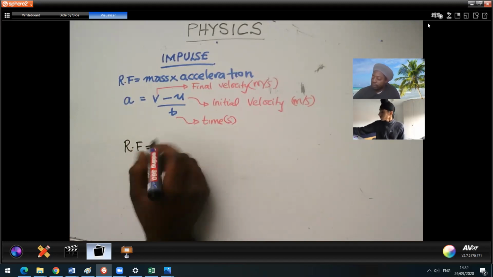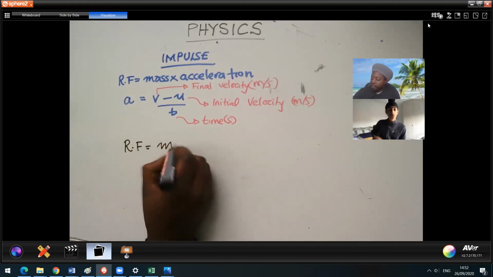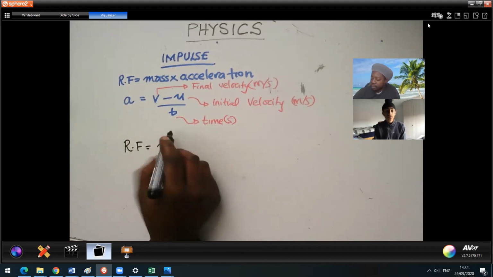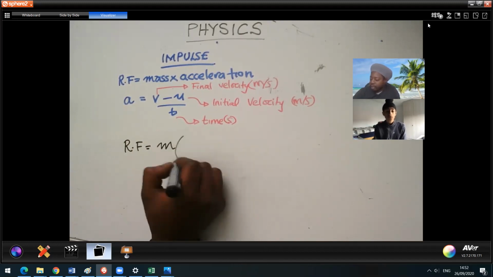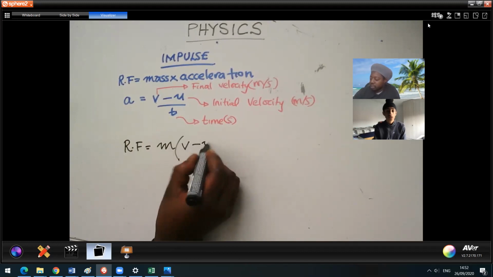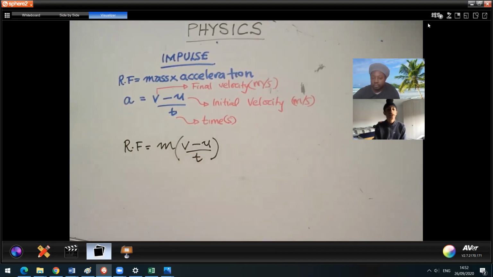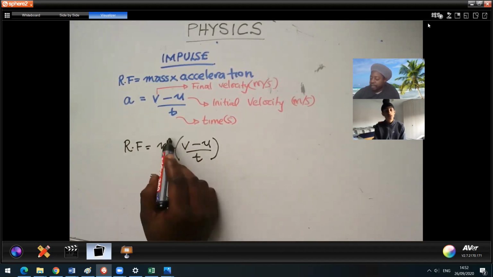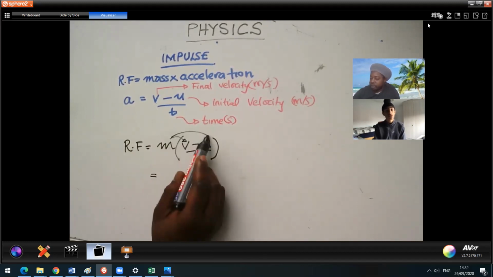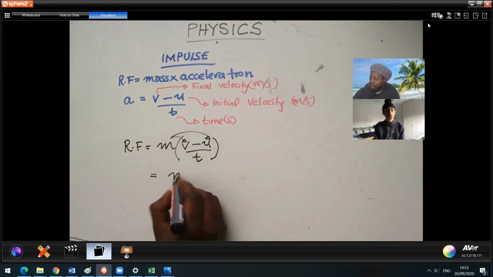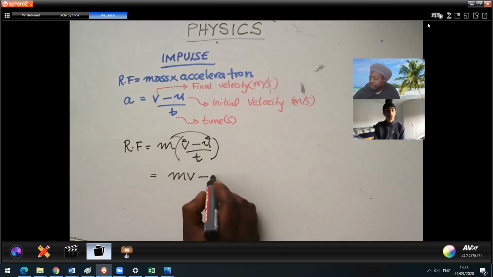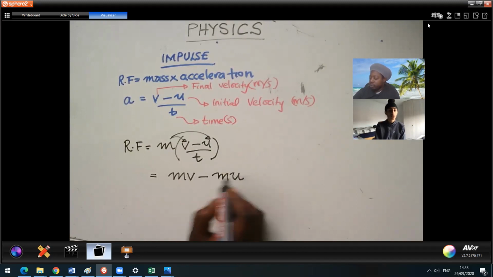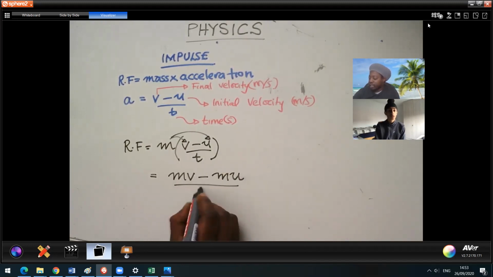Okay, so the resultant force we get is mass on the outside, which is given the symbol m, and acceleration is v minus u over t. Now, if I expand this, because it's in brackets, I now get mv minus mu, everything over t.